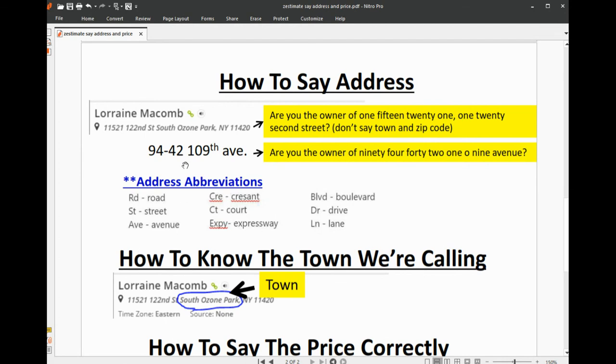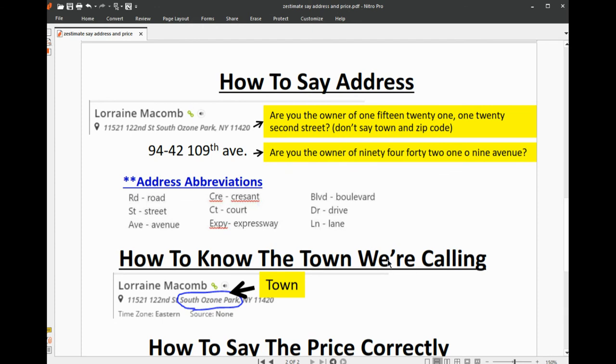abbreviations, okay, for the street names. Like I said, this is a street number, this is a street name. Sometimes it's street, sometimes it's avenue. So RD means road, okay. ST means street, AVE means avenue, CRE means crescent, CT means court, EXPY means expressway. This is boulevard, this is drive, this is lane.